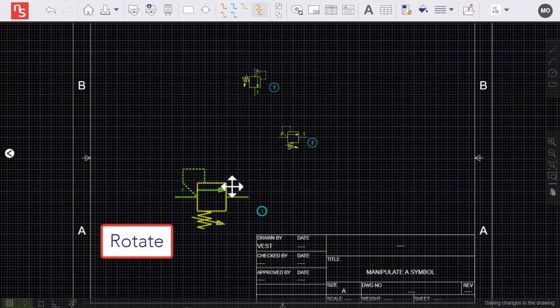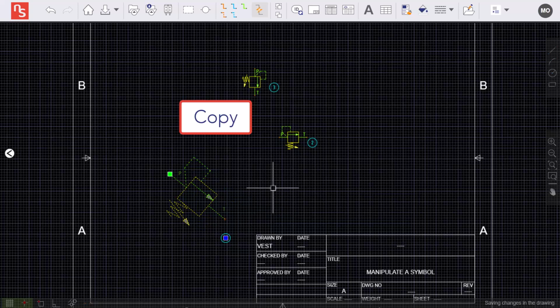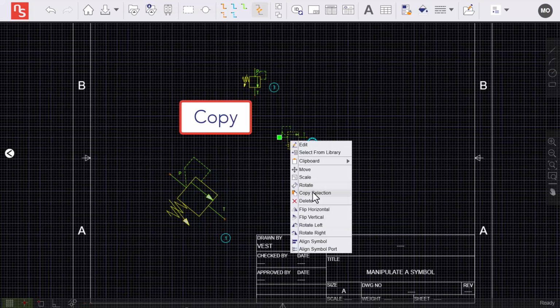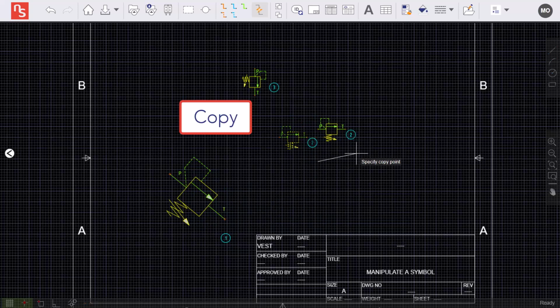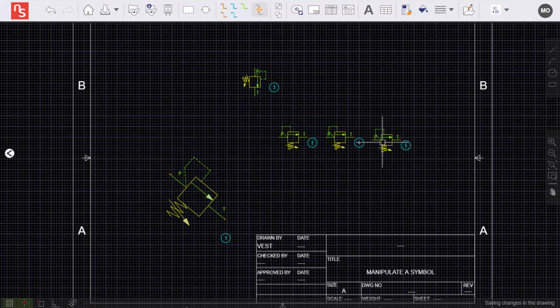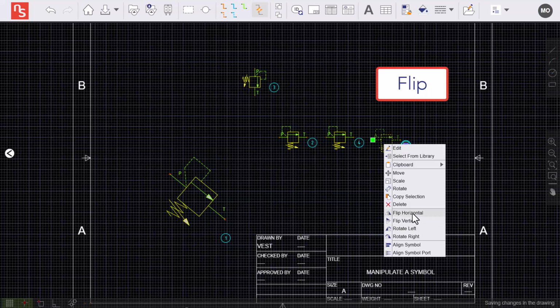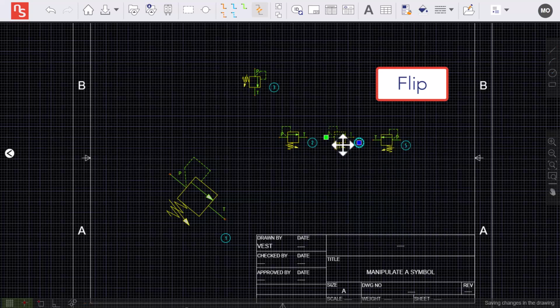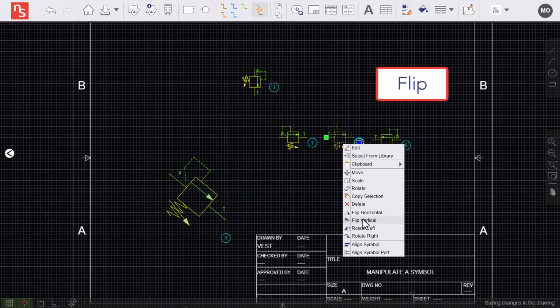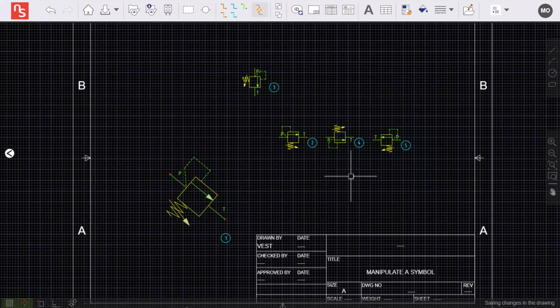Rotate allows free rotation or rotation at a user-selected angle. Copy creates identical symbols in relation to a base point. Flip horizontal mirrors the symbol across a vertical axis, while flip vertical mirrors the symbol across a horizontal axis.